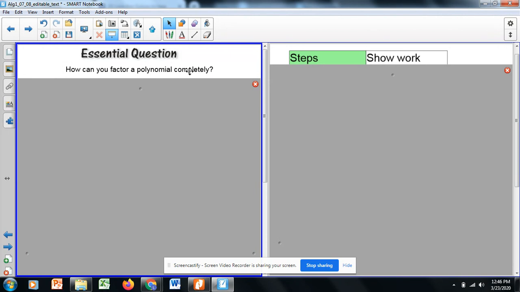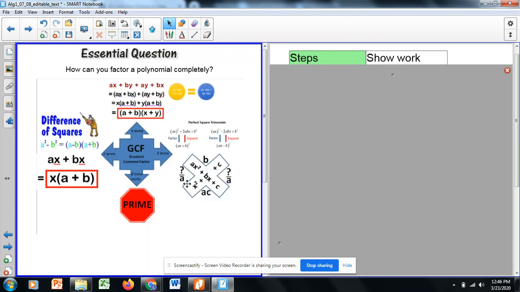In the PDF file that I sent you for this week, there was a graphic organizer that looks like this. This will be very helpful because it gives you a step-by-step procedure on how to factor certain polynomials. So let me start with an example.